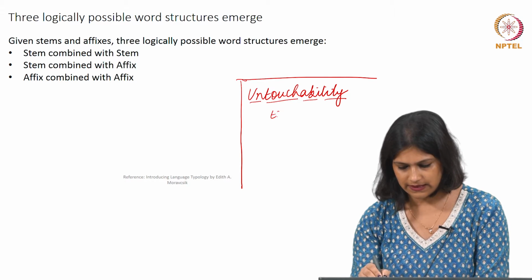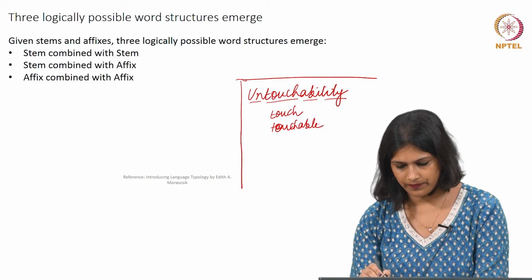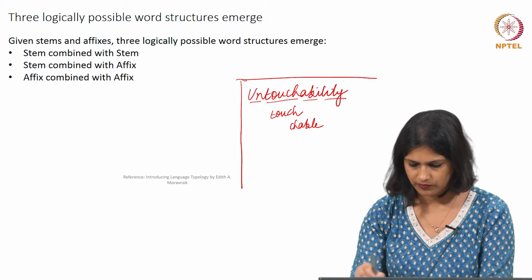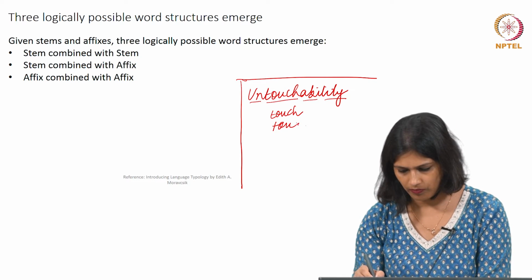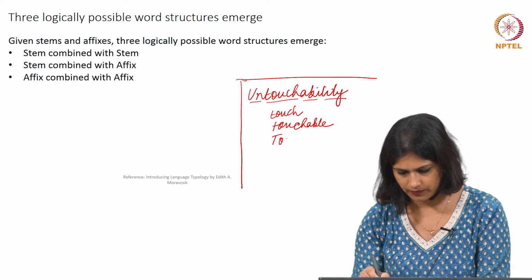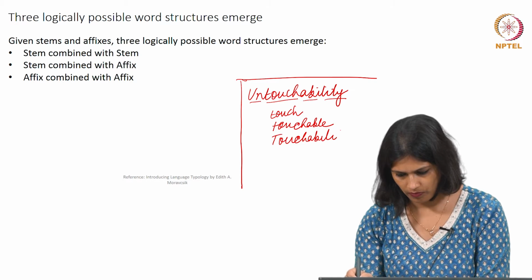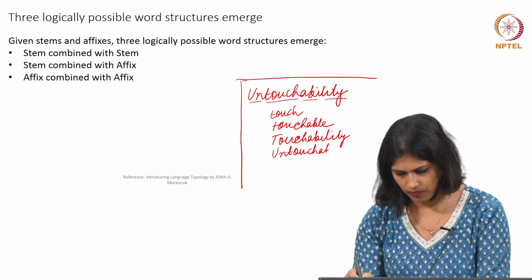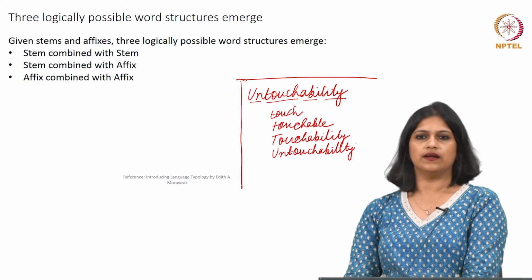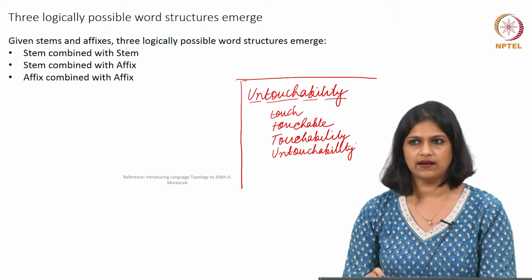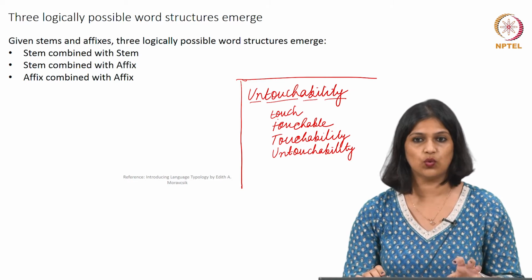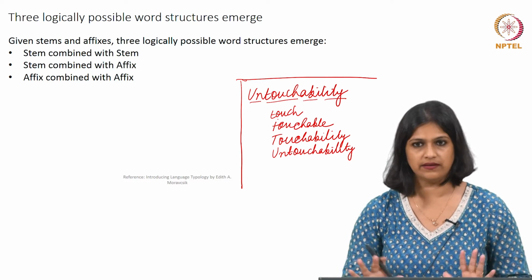Let us start from the root word touch, then we have touchable, then touchability, then untouchability. In this connection, touch is the root word. Why is it a root word? Because that is the head word, the main thing in this word, in this entire morphemic division.